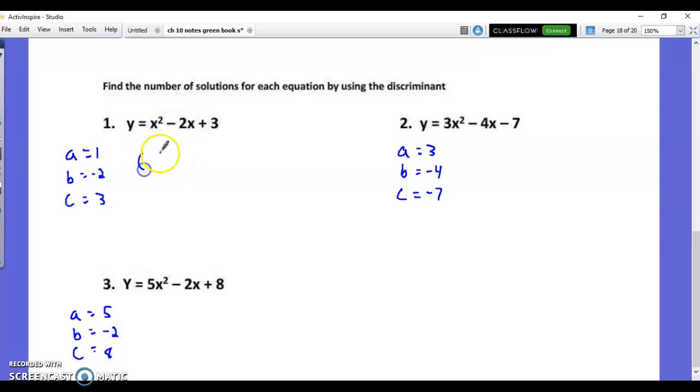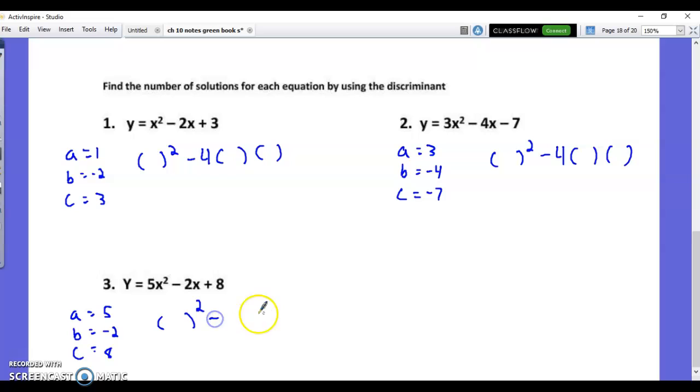And then again, we have B squared minus 4AC. I'm just going to do this for all of them. And again, I always like to put substitute numbers in parentheses, especially if they're negative, so that we don't have any mistakes with our inputs. And if you're using a calculator, the calculator literally does what you put into it. So if you do this, the calculator will read it correctly.